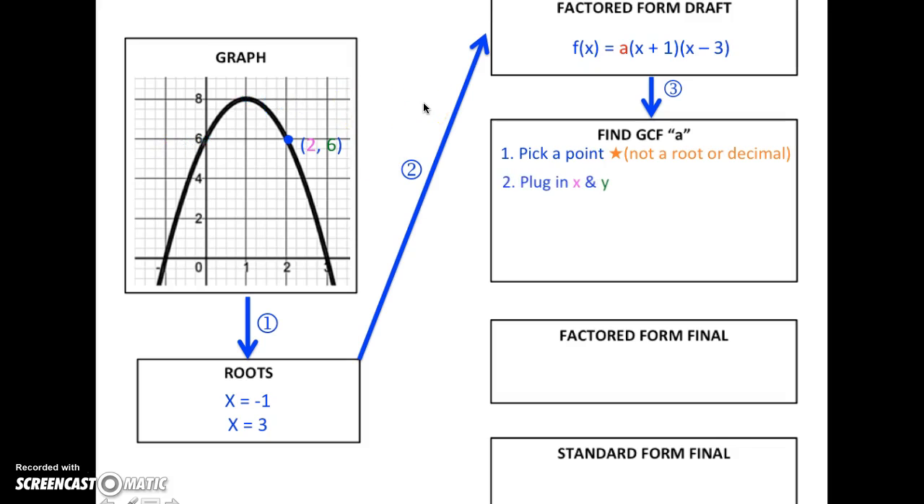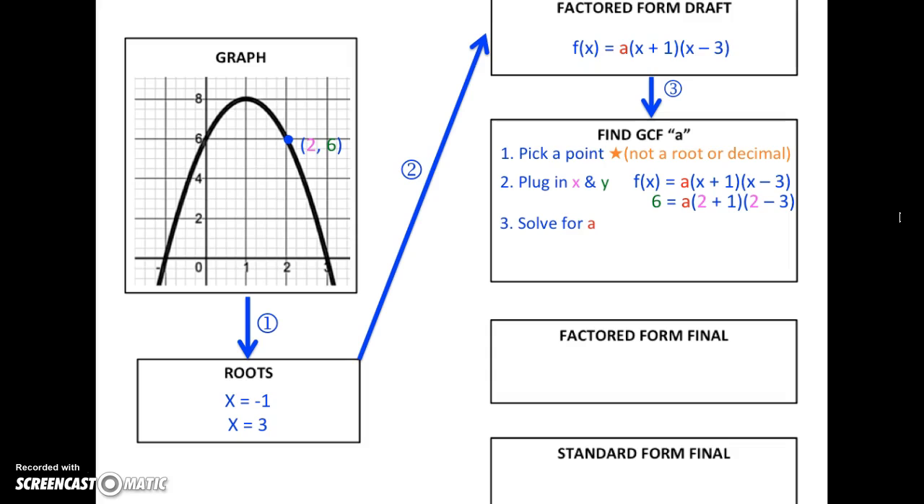And the next step is to plug in the x and y into the factored form equation. So remember, f of x is y. So I'm going to replace this whole left side of the equal sign, this whole f of x, with our y value for that point, which is 6. And all of the x's I'm going to replace with 2. So now I get this expression, 6 equals a times 2 plus 1 times 2 minus 3. Great.